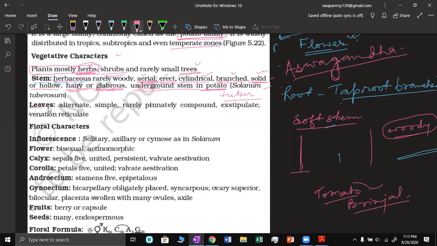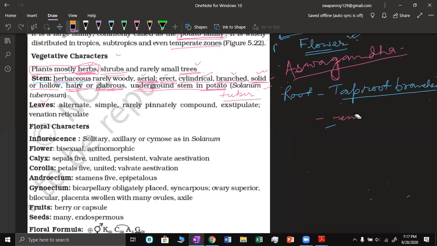Then leaves. In the leaves we have to write the leaf phyllotaxy, whether the leaf is simple or compound, and whether the leaf has reticulate venation or parallel venation. These are the important points that we have to write for the leaves.